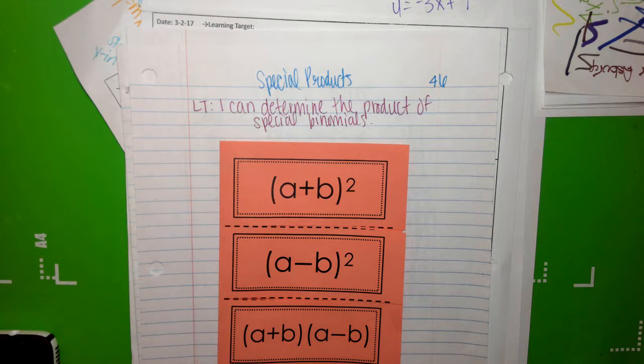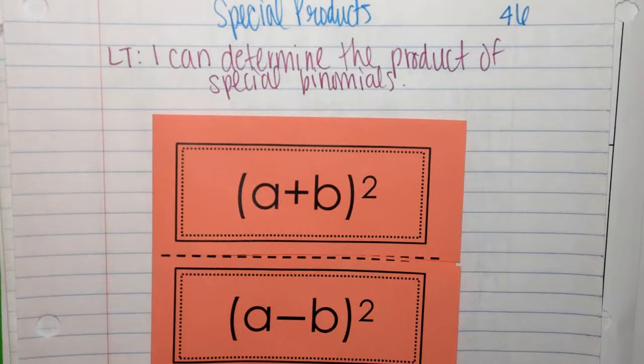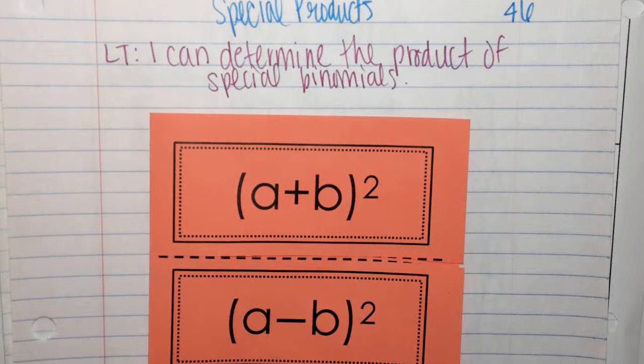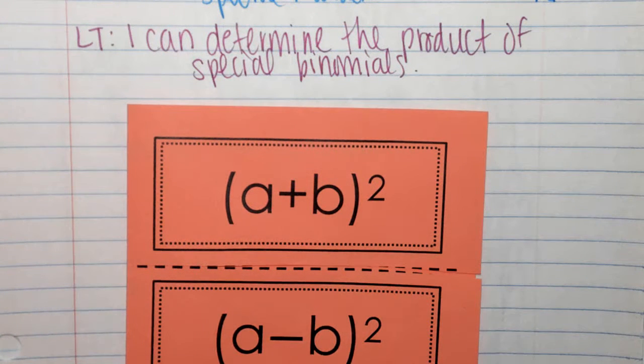You need to write down page 46. You need to write down your learning target. The learning target for today says I can determine the product of special binomials. So the methods that we're using today are only when your binomials look like this.